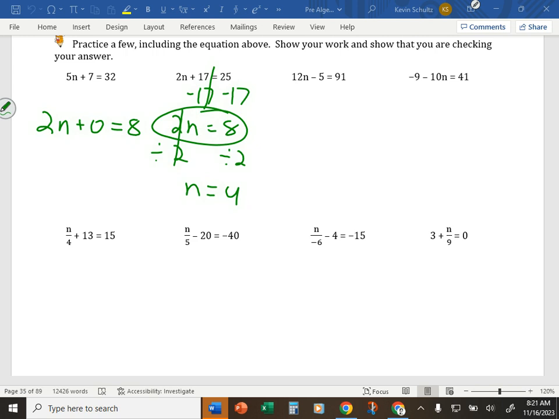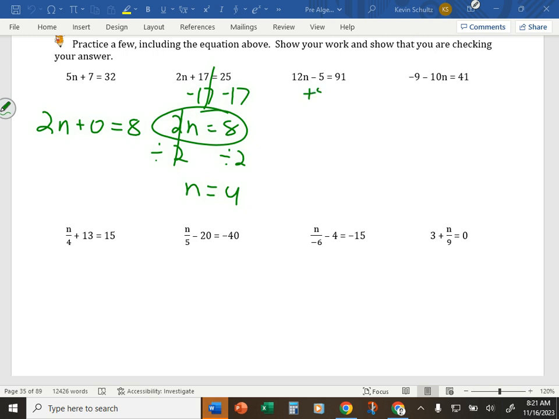Okay. 12n minus 5 equals 91. What's our first step? Again, start with the addition and subtraction. This time we're subtracting 5 in the original equation. So what is our first step going to be? Olivia? Adding 5, exactly.